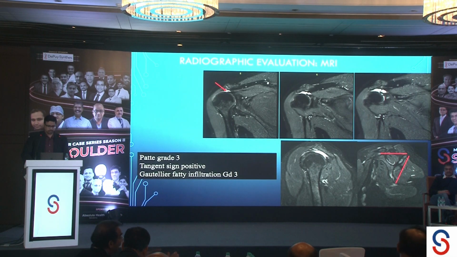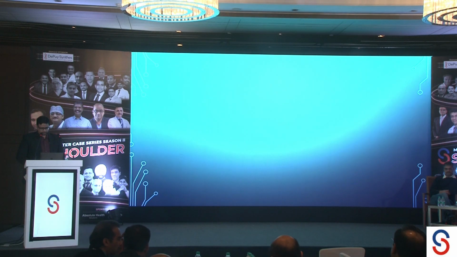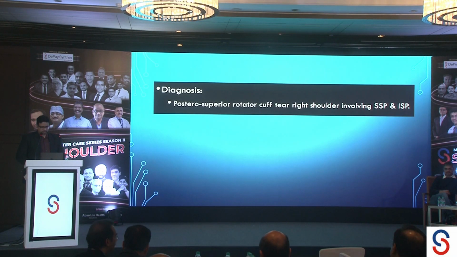The preoperative MRI shows the Patte grade 3 retraction of the supraspinatus. Tangent sign was positive for both the supraspinatus and the infraspinatus. There was a lot of atrophy of infraspinatus with Goutallier grade 3 fatty infiltration. In the T1 axial sections, there is tear of the infraspinatus that can be seen, with retraction. So the diagnosis that we came upon was posterior superior rotator cuff tear of the right shoulder involving the supraspinatus and infraspinatus. Now what should be the plan?